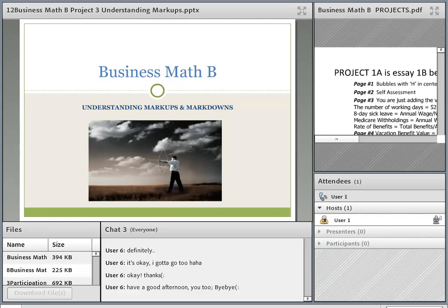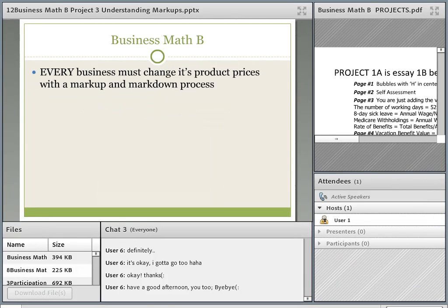Hello, this is Miss Lee Russell, and this course is going to be Business Math B, Understanding Markups and Markdowns. You see the picture that we have there of the man with the arrow. As a business owner, sometimes you're trying to aim to change your product price with a markup or a markdown to get to a certain goal, okay? And every business, as you know, has to change its product prices with markup and markdown prices.